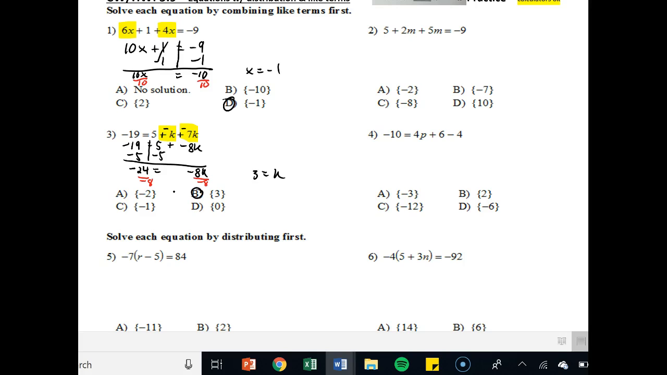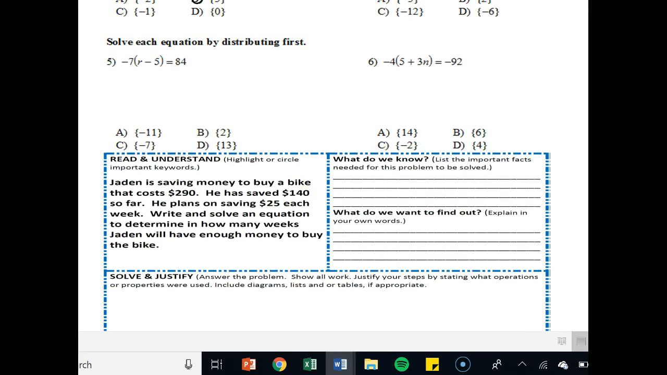Sometimes like terms can just be constants, right? They don't always have to be variable terms. Number 5, solve by distributing first. We know how to distribute. We just take the outside number and multiply it by both terms on the inside. So we have negative 7r, watch the sign, plus 35, because a negative times a negative is a positive, equals 84. And then we got our old friend, a two-step equation, right?